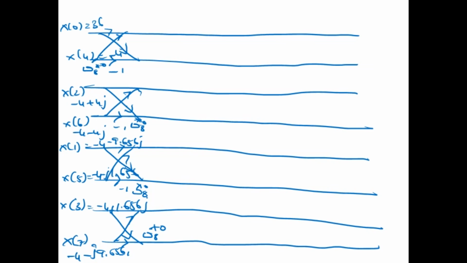So first stage answer will be 36 minus 4, it is 32, and 36 minus of minus 4 multiplied by 1, it is 40. Minus 8, 8j, minus 8 plus 8j, 11.312j, minus 8 minus 8j, 11.312j.